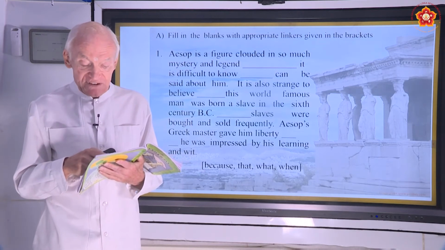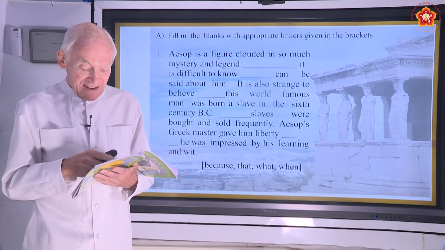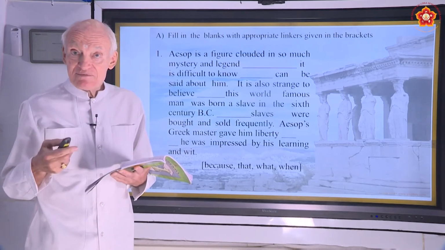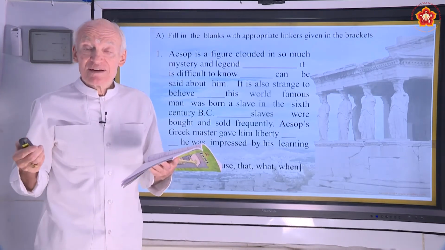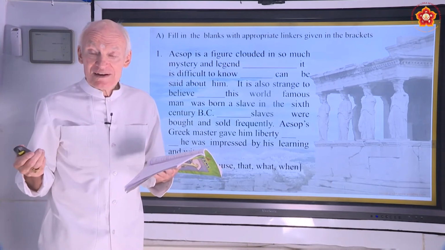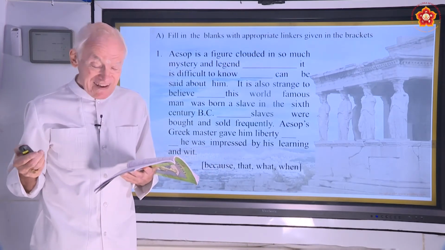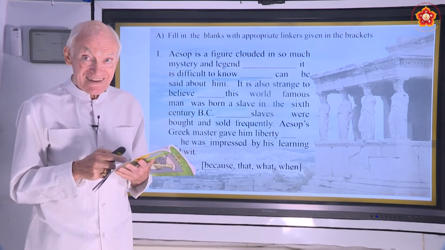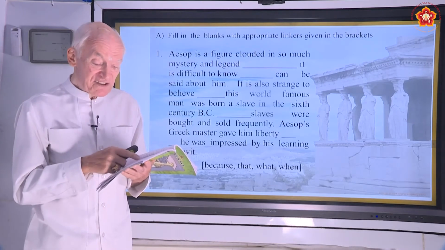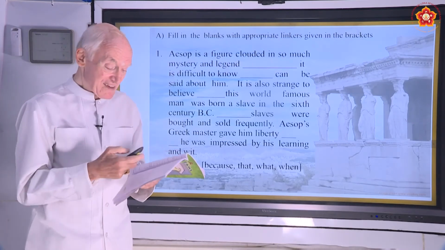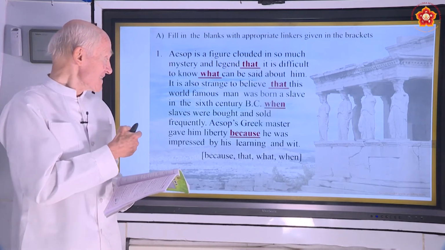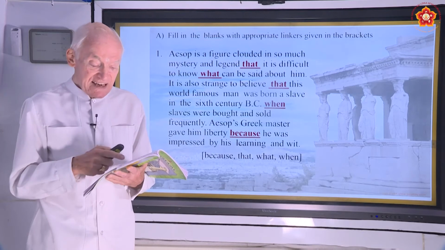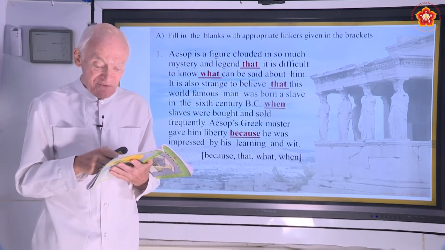Aesop's Greek master gave him liberty. He was impressed by his learning and wit. So he gave him liberty. Here he was a slave. The master owned this slave. But because Aesop was so clever and he knew so much, his master gave him liberty. Because he was smart. So because is the linker that fits in there. Let's see if that's correct. Yes. Aesop's master gave him liberty because he was impressed with his learning and wit.